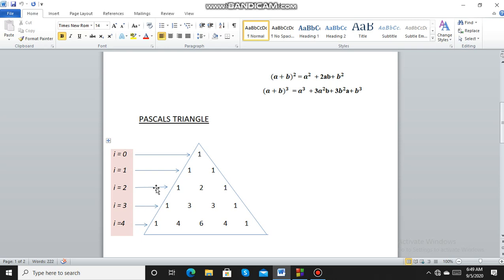Here if you notice, in the second row it is 1, 2 and 1, which are nothing but the coefficients of the expansion of (a plus b) the whole square. That means the row number here, 2, corresponds to the exponent here.